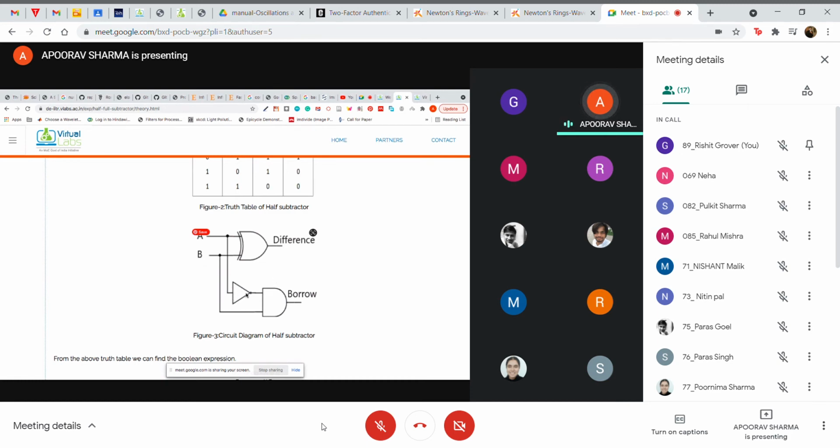What is that slight difference? An inverter is introduced in the circuit in this input, so that you can obtain borrow here as A bar B, because A is coming from here, it is inverting that. Here comes A bar, and when it is ANDed with B, you get your borrow output as A bar B. Okay, so here you will get A bar B, here at the output.